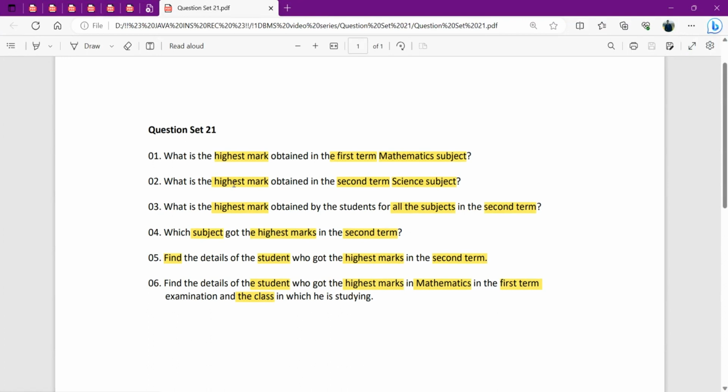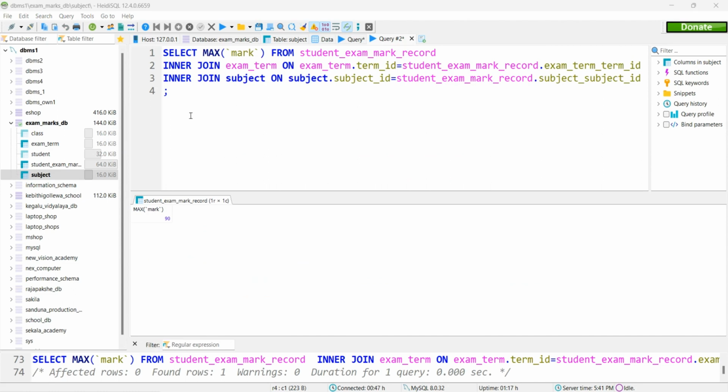What is the highest mark obtained in the second term science subject? This question is the same as the first one. We need to find the highest mark in the second term science subject. According to this question, there are also 3 tables involved: the student exam mark record table, the term table, and the subject table. I'm going to write the query first.